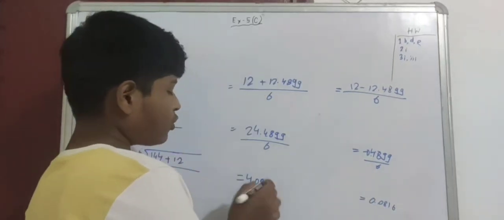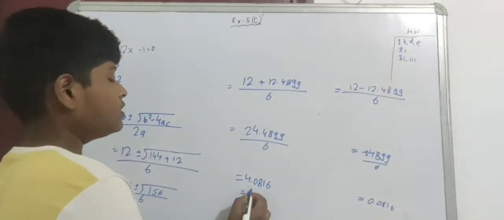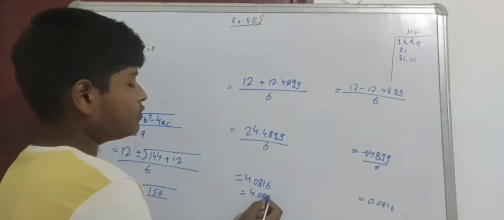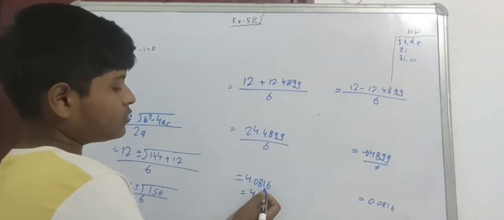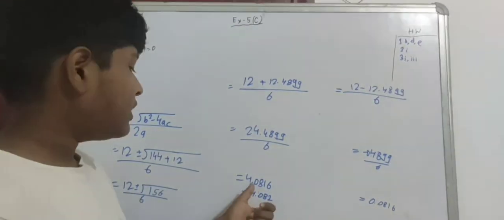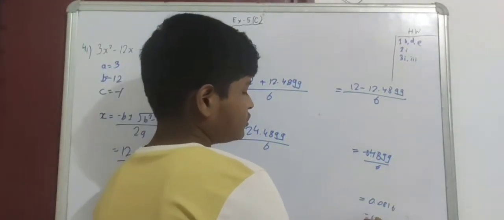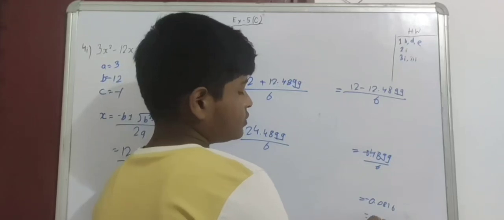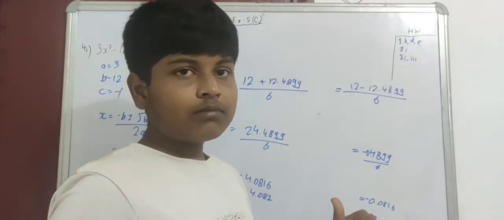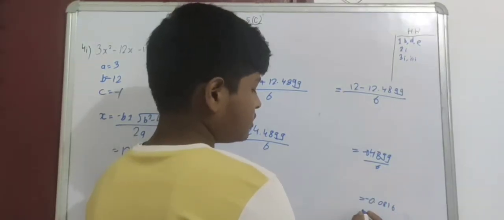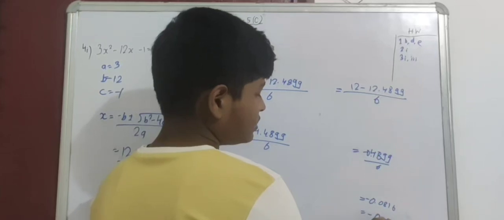Now rounding it off to the 3rd decimal place, we will get here 4.082 because 6 will move one step forward. So we have 82, and here we have 0 minus 6. Since it is negative, we will reverse it. So now the answer comes as 0.08.